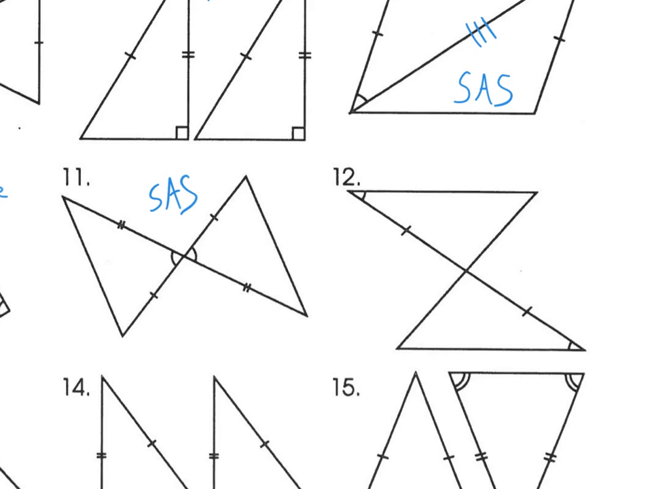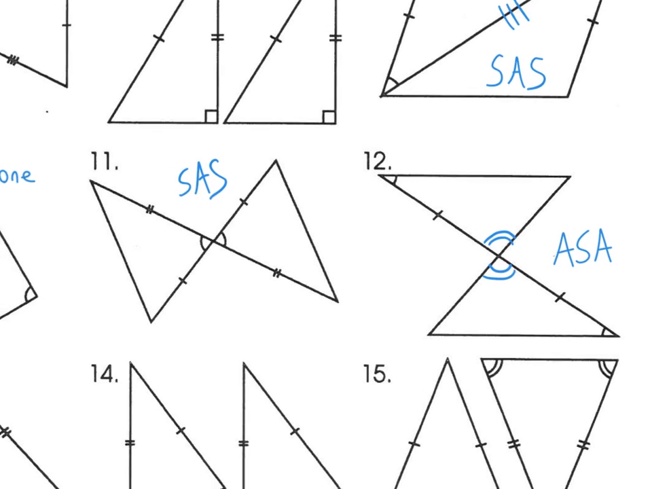Okay, we have a bow tie problem here with a vertical angle, and they didn't mark it for us. I'll put 2 lines through it because one arc is already used. So we have 2 angles and a side. So this angle matches this one. This angle matches this one, and the included side matches up with the included side. This one is an angle, side, angle. That would be the fastest way to prove it.